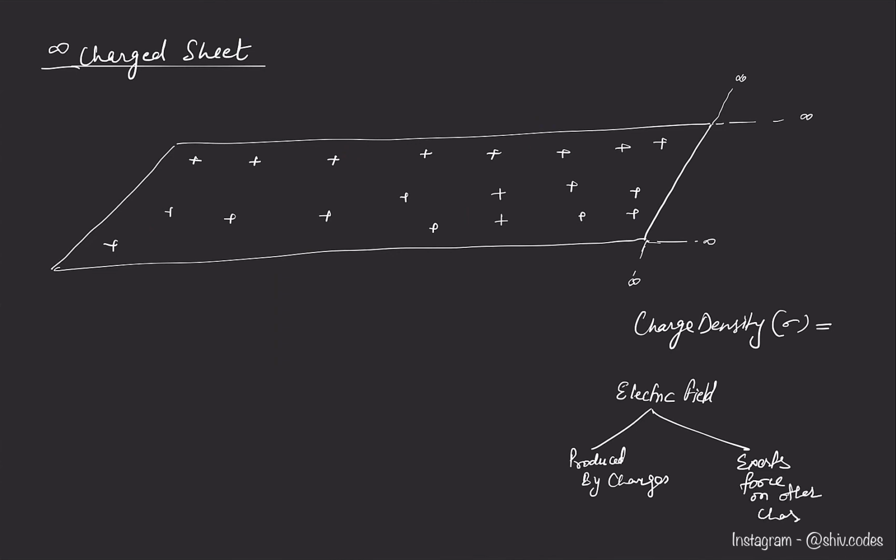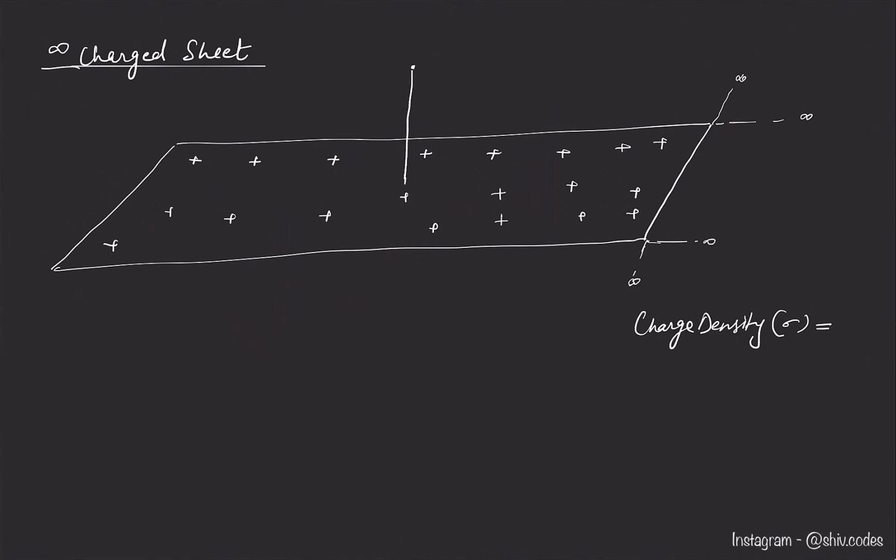So electric field produced by one charge exerts force on some other charge. So we have to find the electric field produced by this charge sheet at any given point, which is, let's say, at a height of h from this sheet, and we have to find the electric field at this point. To find it, we can use the trick of Gauss law.